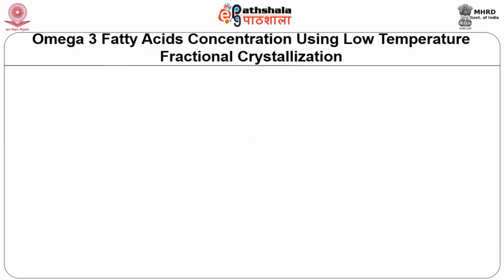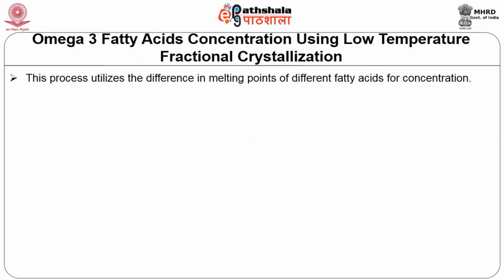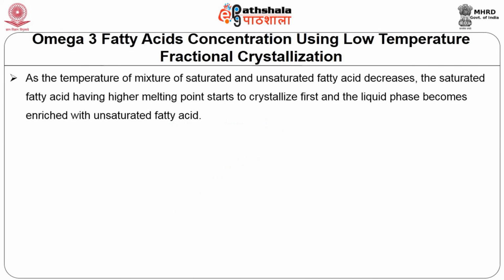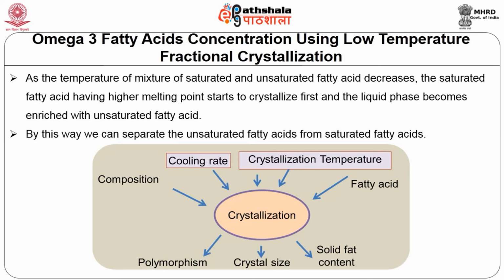Now let us see the process of making omega-3 fatty acid using fractional distillation. As we all know, different fatty acids have different melting points. This process utilizes the difference in melting point of different fatty acids for concentration. The melting point of fatty acid depends on their degree of unsaturation. As the temperature of the mixture of saturated and unsaturated fatty acid decreases, the liquid phase becomes enriched with unsaturated fatty acid. In this way, we can separate the unsaturated fatty acids from saturated fatty acids.